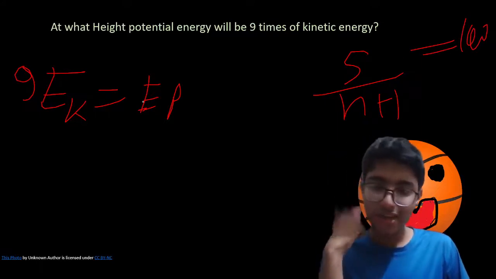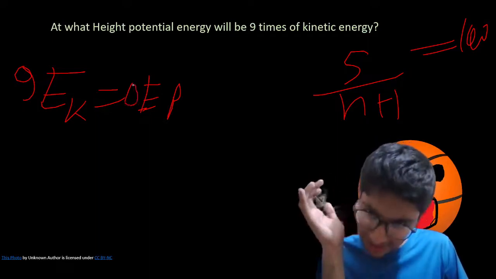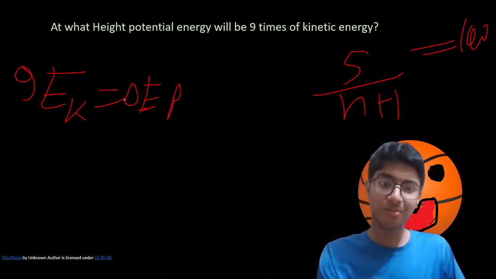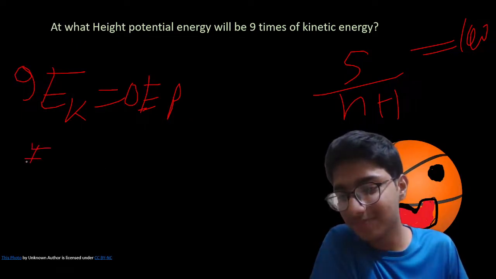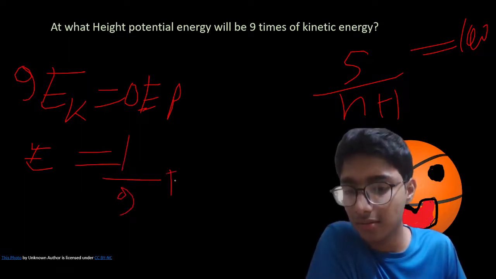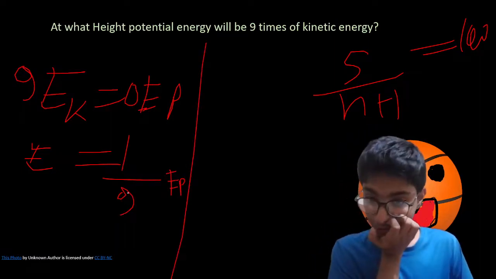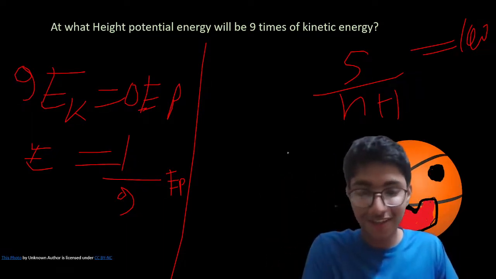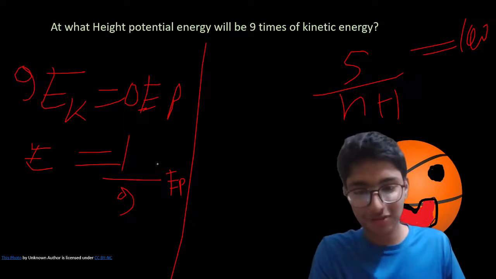And where is the n? In the last question the number n was in here, right? But now the 9 is in that part. How do I do the maths? What I simply do is make the 9 come in that part. So it's 1 by 9 EP, right? You got it, right? 1 by 9 EP. The n should be with the EP. I'm not making much sense, but that's how it works.